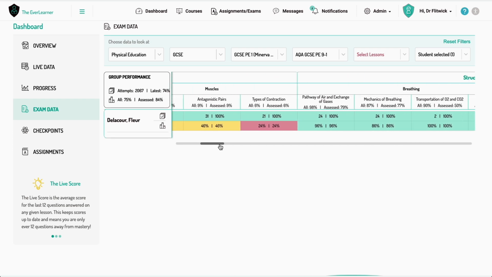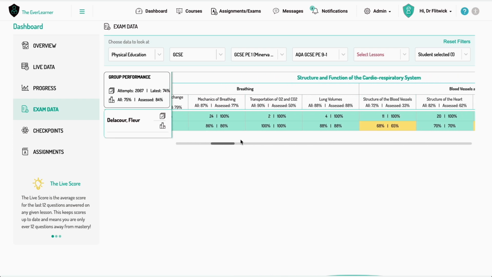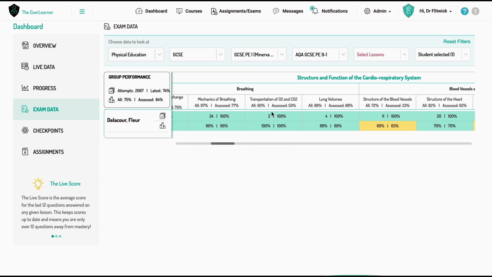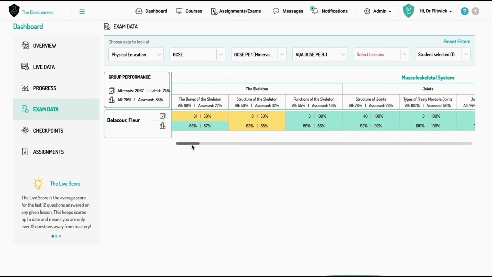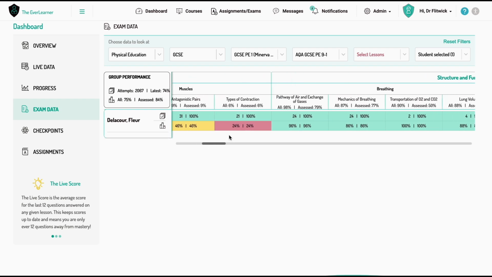But then it starts to show, if we scroll along, she's only done 2 questions on the transportation of oxygen and carbon dioxide. So although she's getting 100%, that's only across 2 questions. So the attempts are really important that we're looking at. We can also see just here what she is performing and how she is doing across these areas. So scoring 85-87% is really positive, but it's going down to 20-24%.